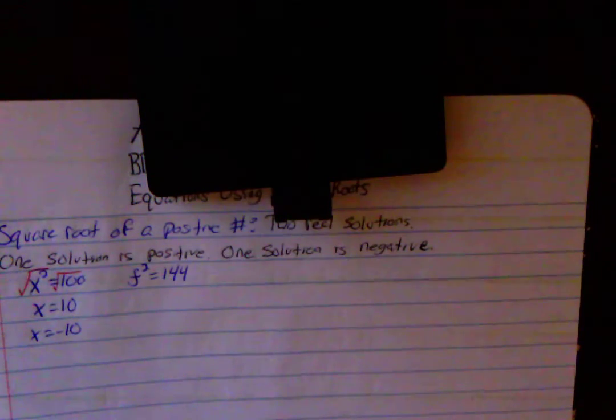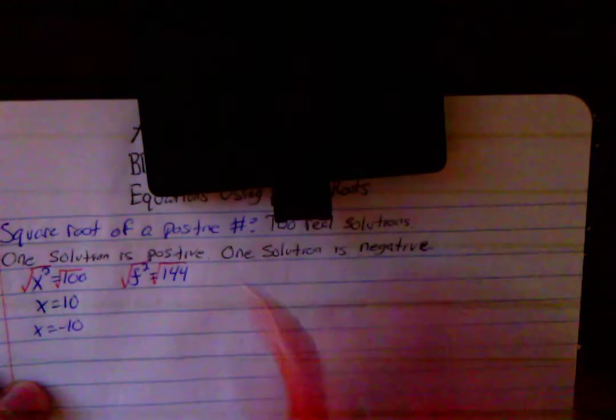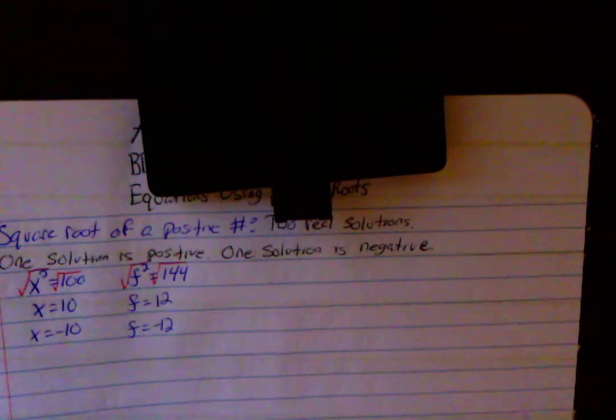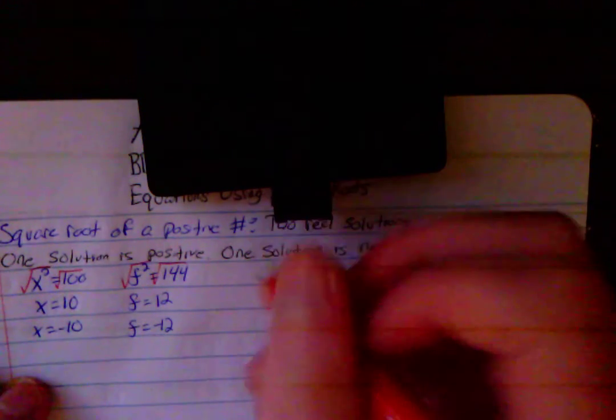Another example, f squared equals 144. Take the square root. F equals 12. F equals negative 12. 12 times 12 is 144. Negative 12 times negative 12 is 144.